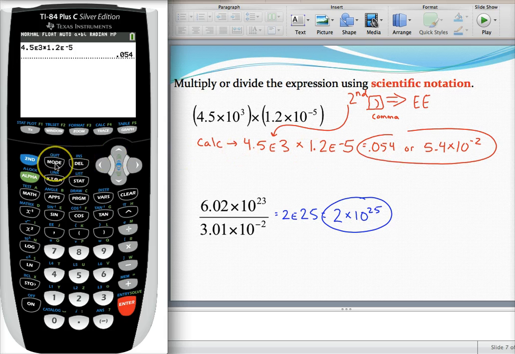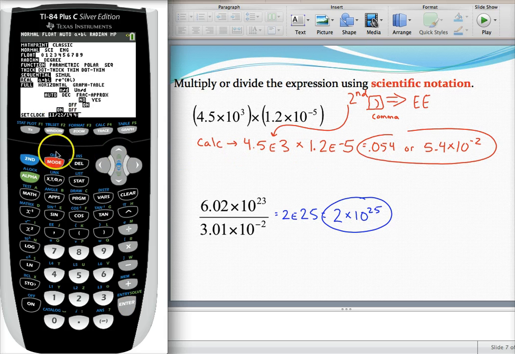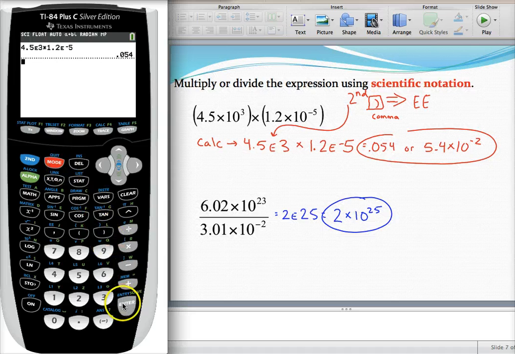You need to change the mode of your calculator. So hit mode. And then that very first option is we want to change from normal mode to scientific notation mode. So hit enter to enter scientific notation mode. And now, no matter what, your calculator will always give you scientific notation. So just hit enter, it'll recalculate what you just did. And there we go, 5.4 times 10 to the -2nd power.